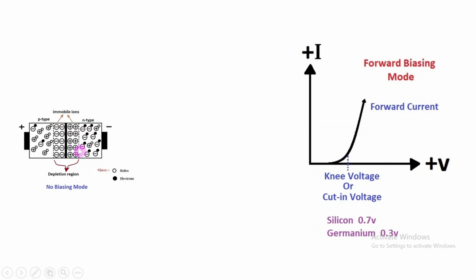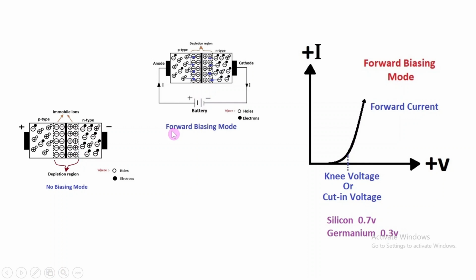Okay, so if we provide an external battery to this diode, and we connect the negative terminal of the battery to the N-type material and the positive terminal to the P-type material, and increase the voltage, the negative terminal connected to the N-type will repel the majority charge carriers, the electrons. Similarly, the positive terminal of the battery, the anode, will repel the positive holes towards this depletion layer.